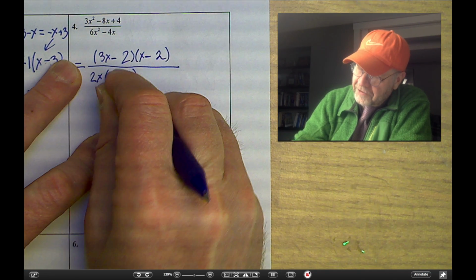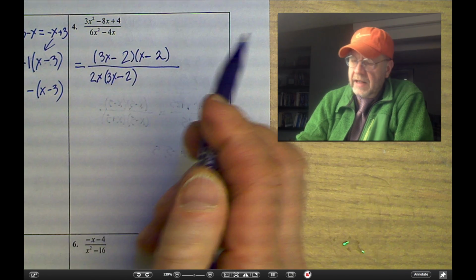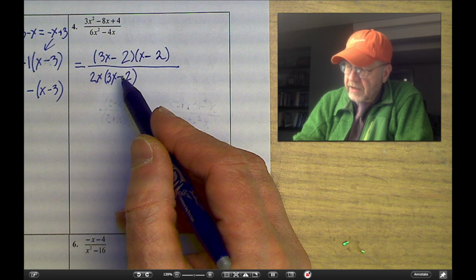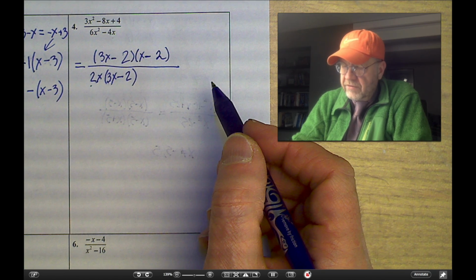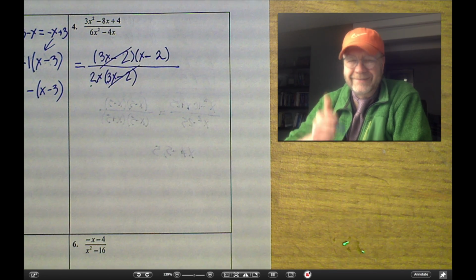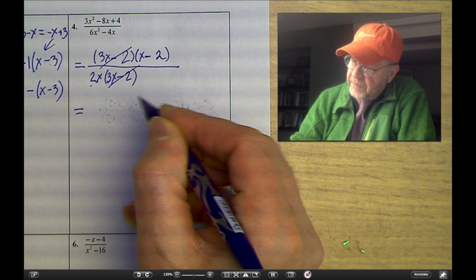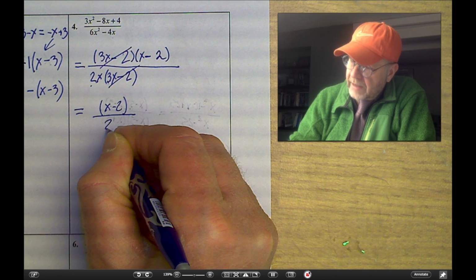Except that that first term here will be 3x. Little oopsie there, okay? And let's just double check, make sure 2x times 3x is 6x squared, minus 2 times 4 is 4x. Good, minus 4x. And so what do we got? Well, hey, look at the 3x minus 2, divide out. That's what we want, okay? So our simplified expression will be x minus 2 on the top and 2x on the bottom.